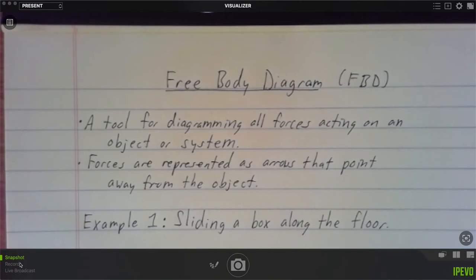So they have to point in a specific direction, and they also have to, in many situations, have appropriate lengths, meaning if there are multiple forces, you would sometimes be asked to draw your arrows relative to one another, so that the smallest force was the shortest arrow and the largest force was the longest arrow. So that's kind of the general framing of a free body diagram.